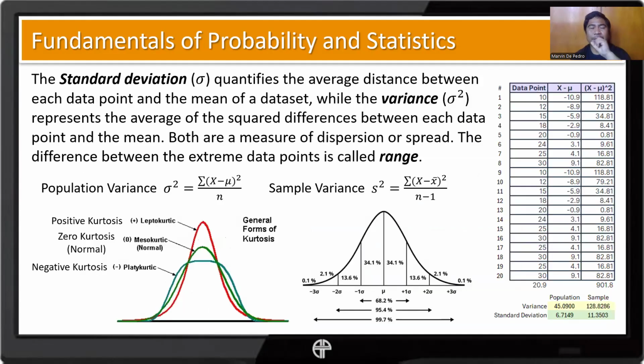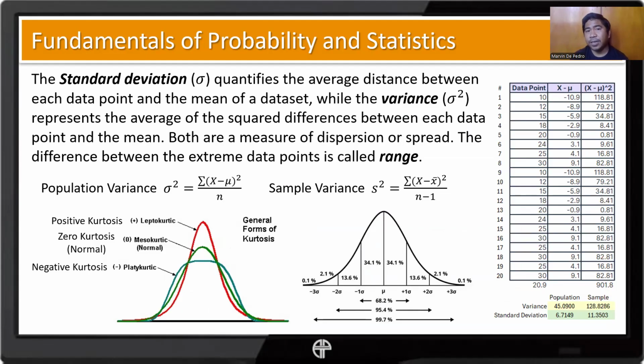Okay, so another important thing is the standard deviation, which quantifies the average distance between each data point and the mean of a data set. And then we also have the variance, which is just the square of the standard deviation, which represents the average of the squared differences between each data point and the mean.